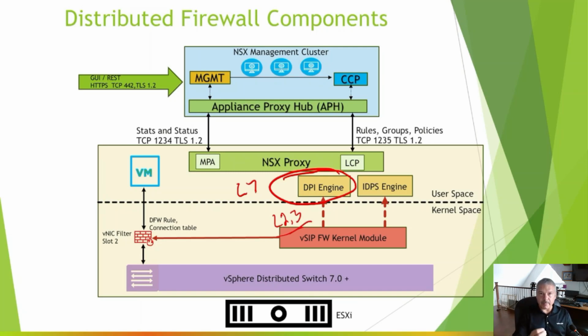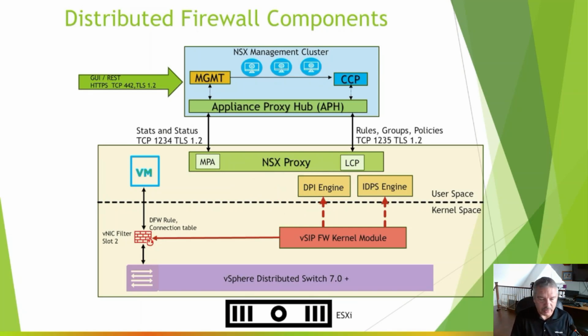So the Deep Packet Inspection engine allows me to do rules based on context. And what I mean by that is like applications, right? I want to block SSH, not just port 22. I want to block SSH. I don't care what port it comes in on. And I'll show you that in the demo as well.